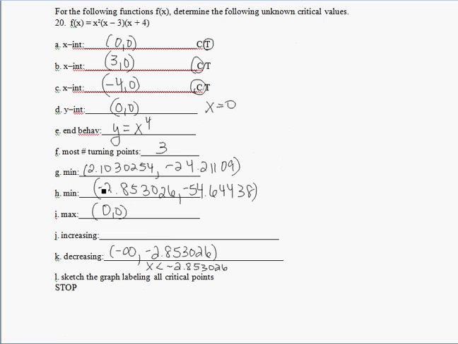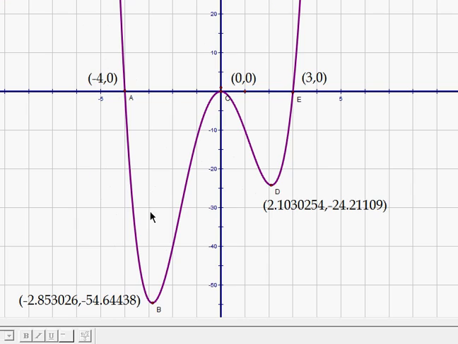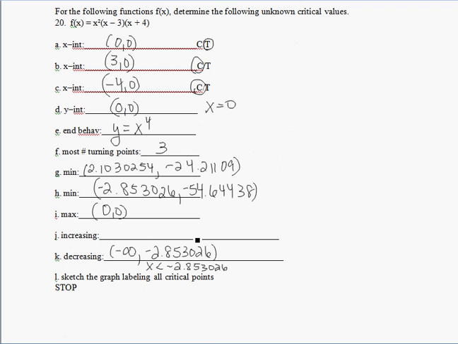Oh, by the way, I forgot that this is a negative. I fixed that when I paused it. So my next decreasing interval goes from the origin to this point here, so it's just from 0 to 2.103. So you can write union, which stands for or, and we want to go in between 0 and 2.1030254, which using inequalities is 0 is less than x, which is less than 2.1030254. So these two statements are equivalent.